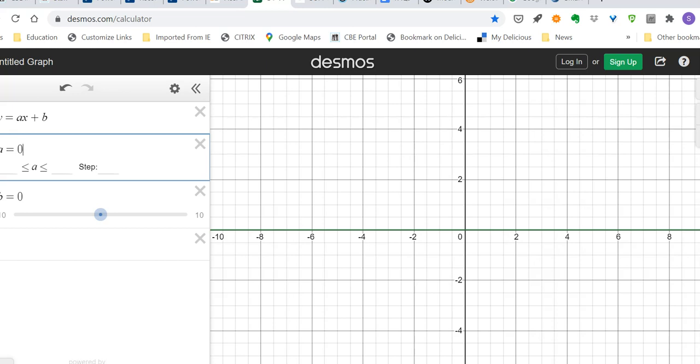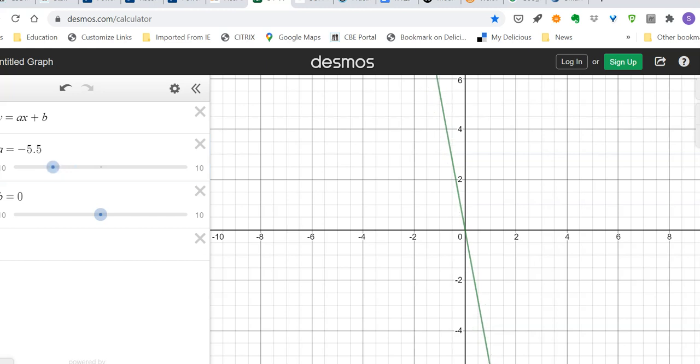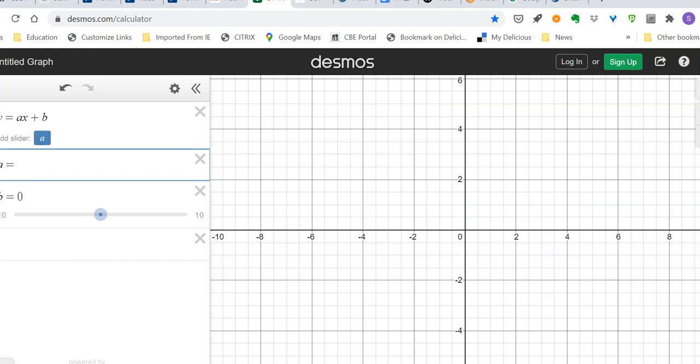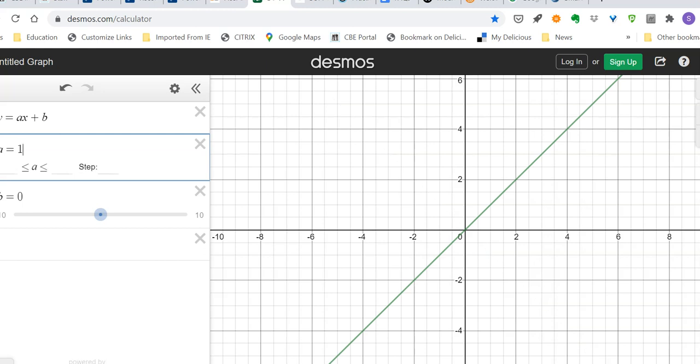If the slope goes negative, what happened to my slider? Okay, if the slope goes negative, it's going down to the right. It's going Q2 to Q4, right? Down to the right. The larger negative it gets, so the larger its magnitude, the steeper the line is. Okay, so let's just go back to a nice slope of 1, which we can do by typing. And we get negative 1. 1. Okay, there's y equals x.